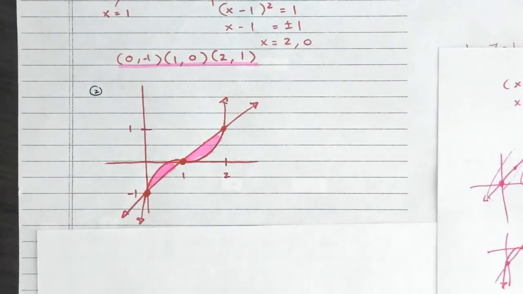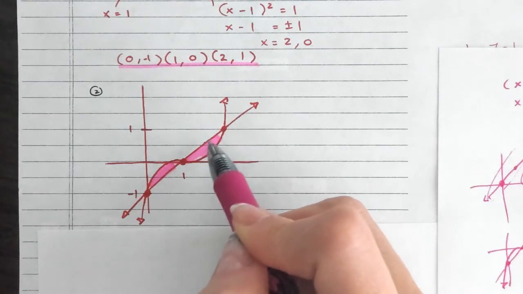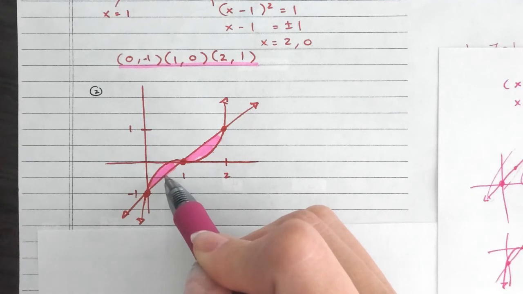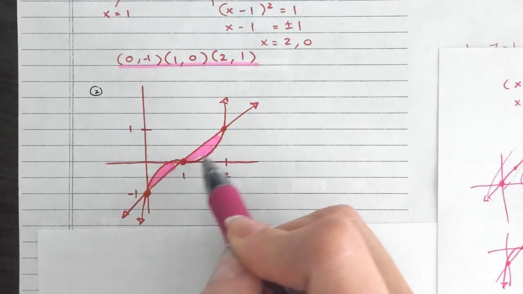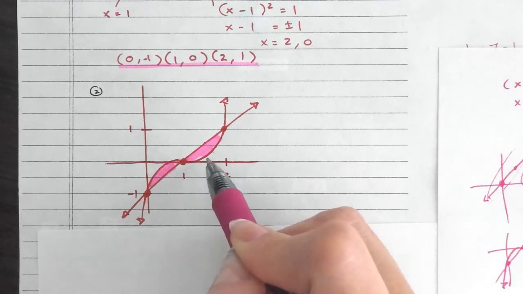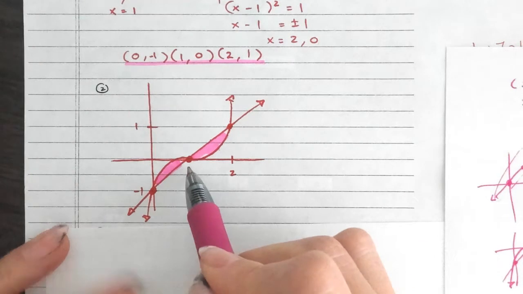Okay, so here's the thing. I can't technically call this the top because over here, it's the bottom. And if I call this the bottom, over here, it's the top. So the top and bottom switch places at 1.